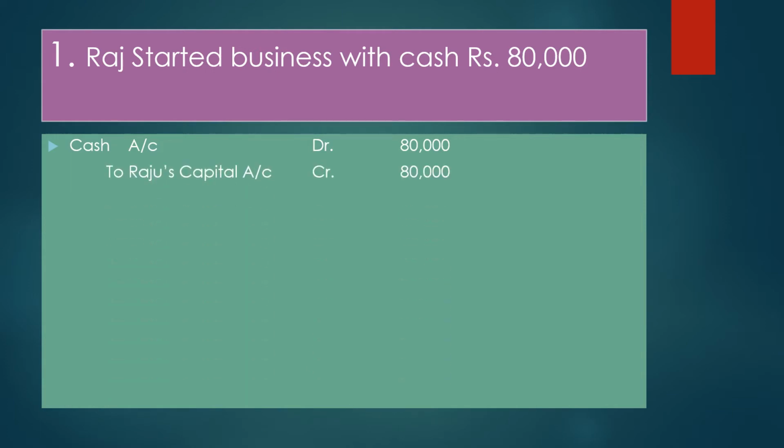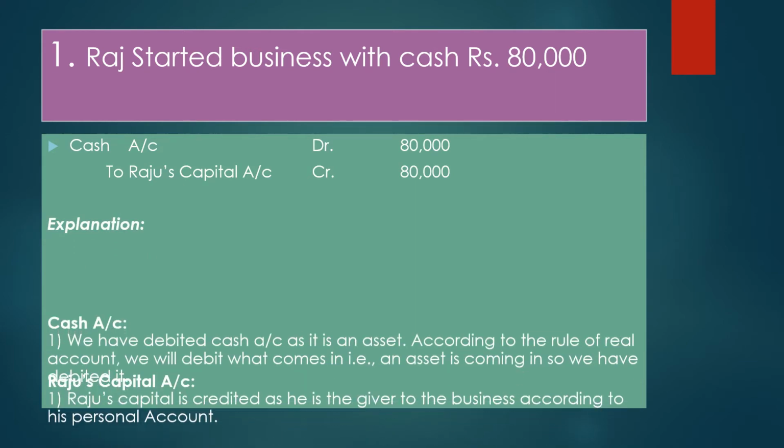Then Raju's capital account credit. Raju is a person giving cash to the business and business is receiving. That is the reason why we have debited cash account. And we are crediting Raju's capital account because he is the giver of the business. According to the personal account, we have to credit the giver. And I have given an explanation here so that you can understand better.